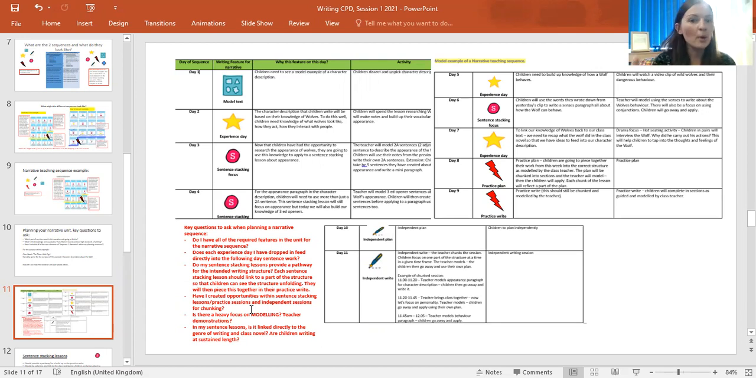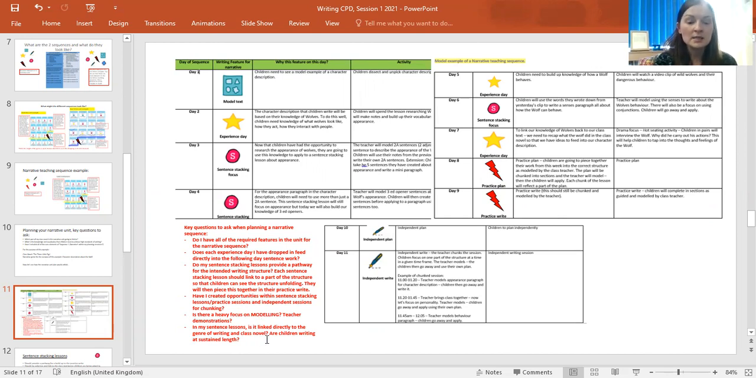So different people modelling writing, seeing me modelling writing, how I use the success criteria, how I question the children, seeing me chunk the lesson. So, okay, I'm doing this bit, now you're going to go away and do that, right, I'm bringing it back. So have you done that within your sentence stacking lessons? Is there a heavy focus on modelling in your sequence? If there isn't, you need to go back and review it, because all of this is rooted in teacher demonstrations.